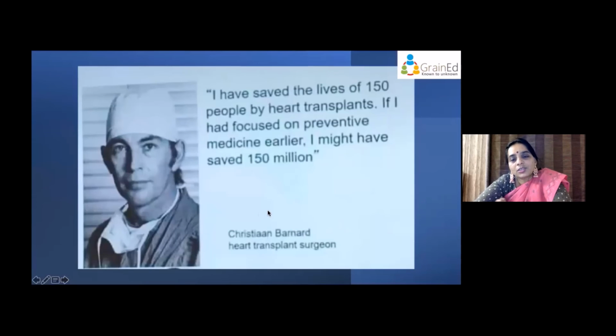So this is Dr. Christiaan Barnard. He's a heart transplant surgeon. And he says that he has saved the lives of 150 people by heart transplants, which is a great achievement. But if he had focused on preventive medicine earlier, he might have saved 150 million. Because the specialists are only treating the special cases, and the common people are suffering. The number of people who are suffering in the first phase is huge. So this is not to be taken lightly at all.